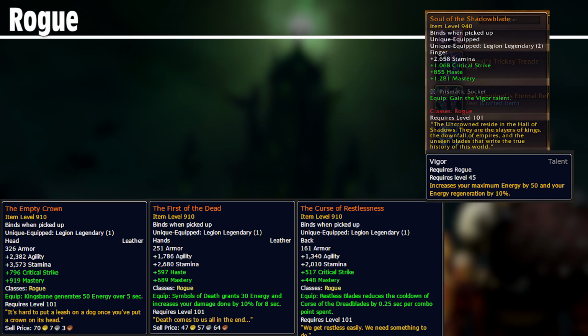Rogues will get the Empty Crown as a helmet. This will cause their Kingsbane ability to generate 50 energy over 5 seconds. The First of the Dead is a pair of gloves. These make your Symbols of Death grant 30 energy and increase your damage done by 10% for 8 seconds.